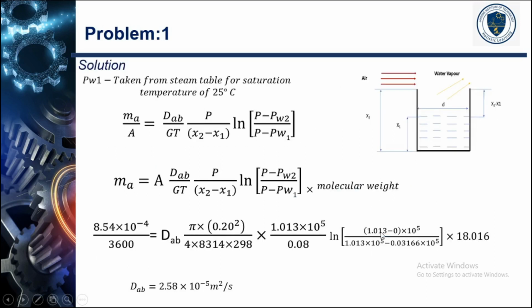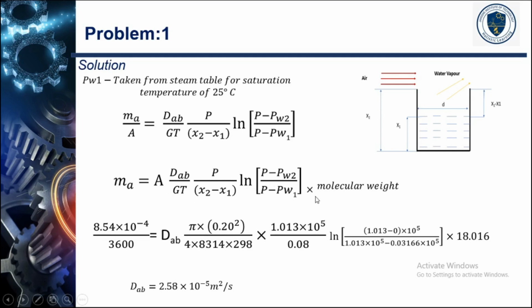So to solve this problem, consider this slide. I write the formula first. So this is the formula for finding the isothermal evaporation of air. Now I have cross multiplied the term, the A comes to the right hand side. Why? Because the mass flow rate is given in the problem. So MA by A will represent mass flux, but I know only the mass flow rate. So the A comes here. So MA is equal to A into DAB by GT into P by x2 minus x1 log of P minus Pw2 divided by P minus Pw1.